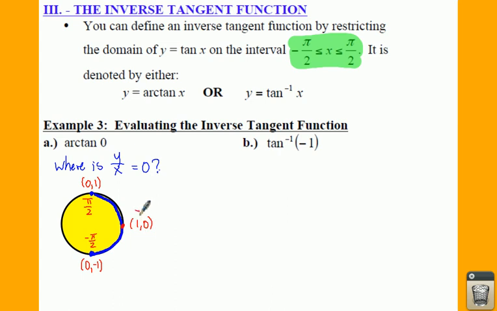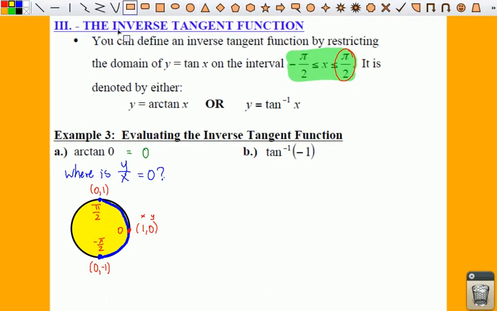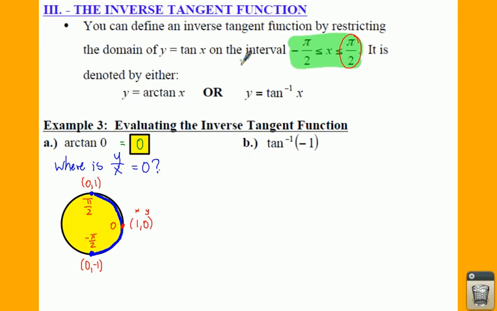Because here your x is 1, your y is 0, and you can take 0 divided by 1 and get a 0. Now this is at 0 because it's on the interval. You can't say 2 pi. 2 pi is outside. It is bigger than pi/2. So for our answer, you're going to have to say the arctan of 0 is 0. Lots of zeros there. So there's that answer.